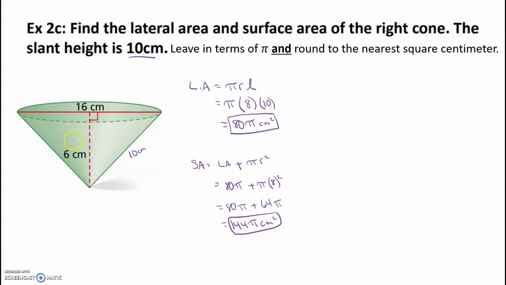So again, understand the difference. Lateral area is just all the wrapping around. Surface area is the wrapping around and that circle on the bottom. So the wrapping around is lateral area plus the circle on the bottom.